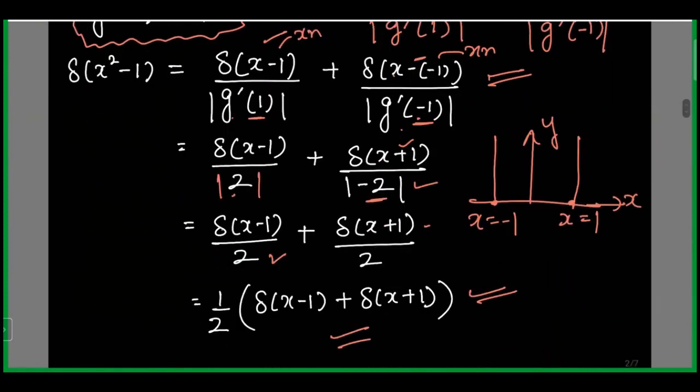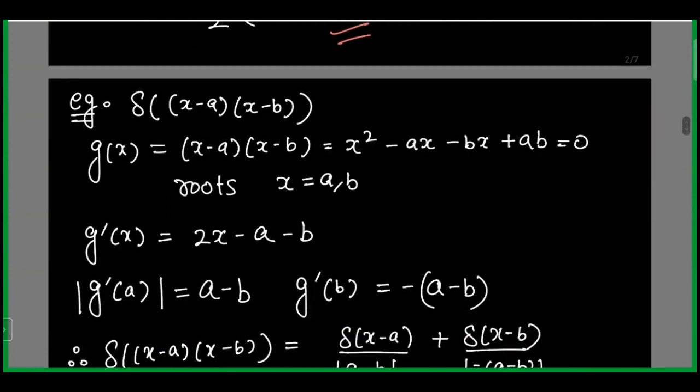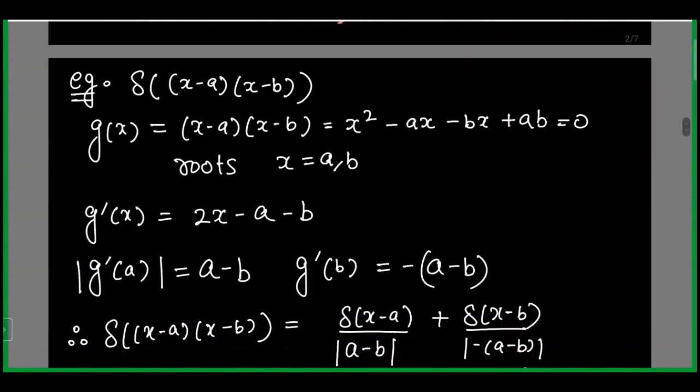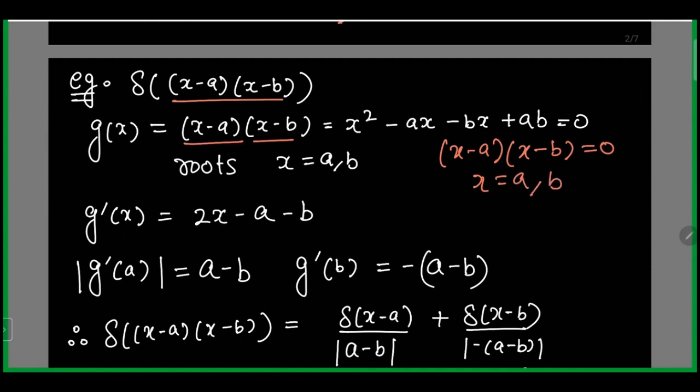Now let's move on. Let's do one more example so that we are very clear. Again, you can see inside delta, there is a function. What is the function? The function is x minus a into x minus b. So what are the roots? To find the roots, I will make x minus a and x minus b equal to 0. And what are your roots? Your roots are either a or b. So you got two roots, a and b.